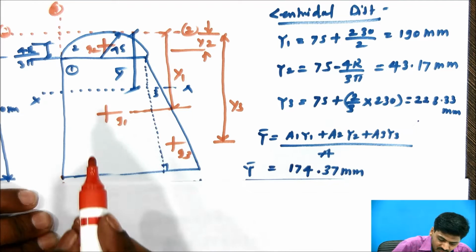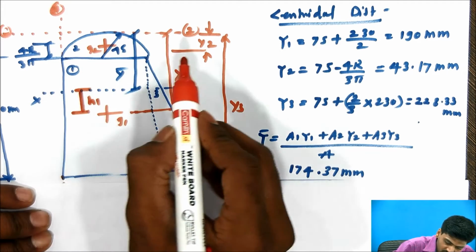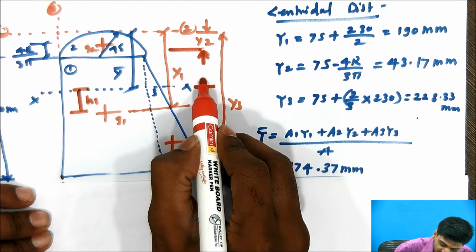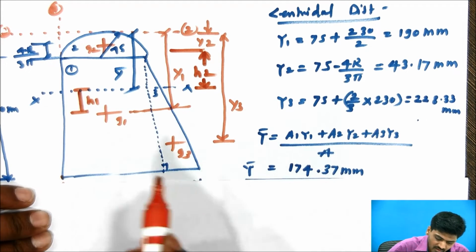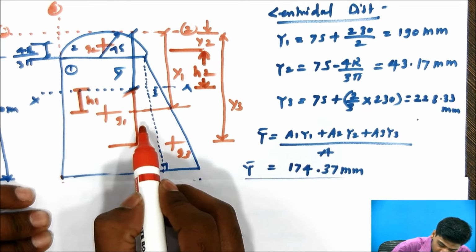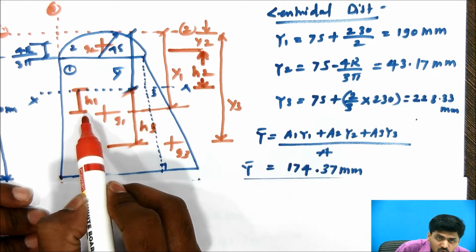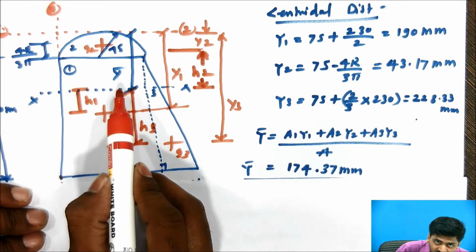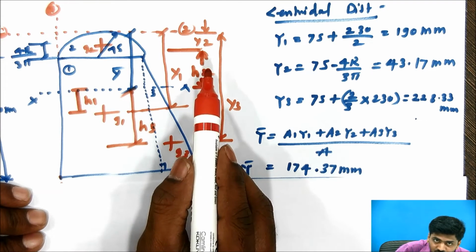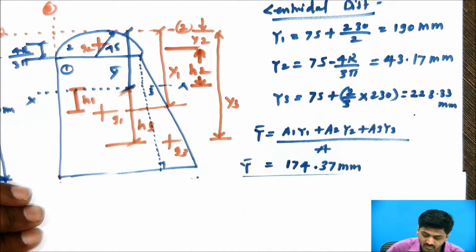H1 is nothing but this particular distance. H2 is nothing but, you may observe, from here to the x-axis. So this is your H2, and from here to here, this is nothing but your H3. Okay, this x-axis to G1 vertical distance is H1, this x-axis to G2 vertical distance is H2, and this x-axis to G3 vertical distance is nothing but your H3.